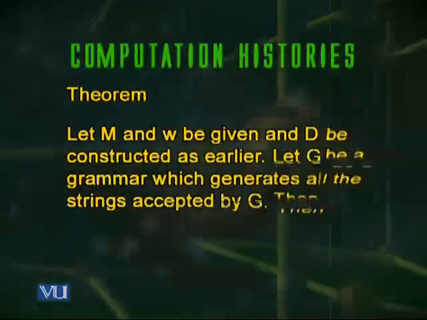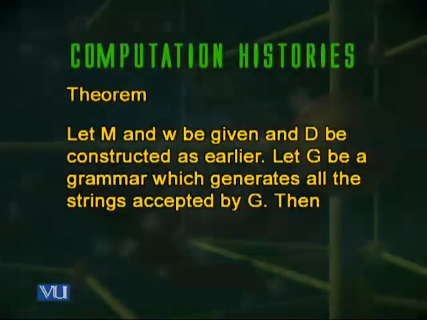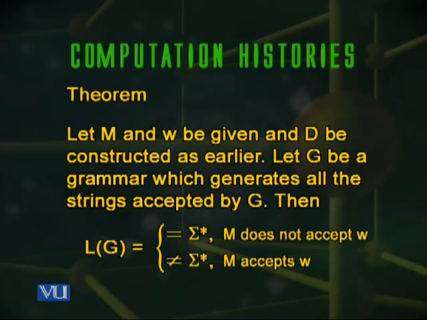In fact, given M and W, the PDA D constructed earlier has the following properties. The language of D is sigma star if M does not accept W. The language of D is not equal to sigma star if M accepts W. Well, now what can we do with this non-deterministic PDA?